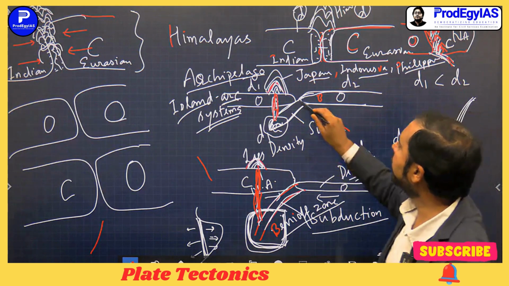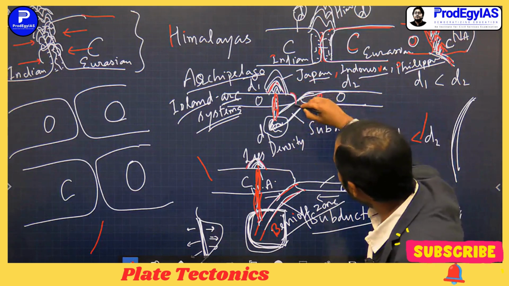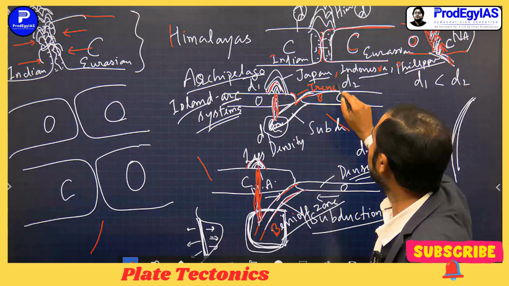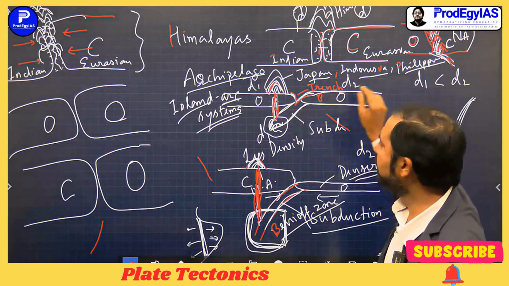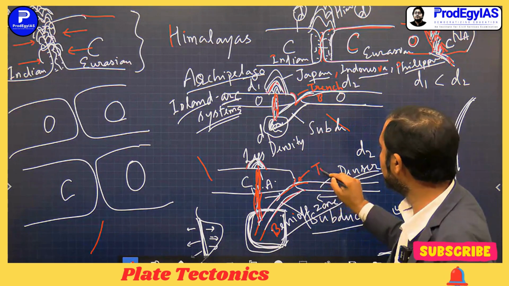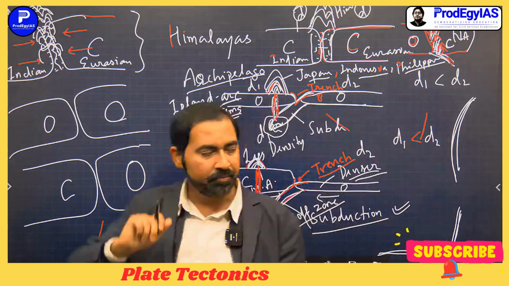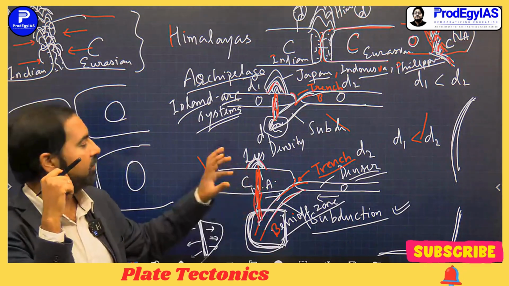One more structure here is found. This trench, such type of trenches. So only in such type of subduction conditions, trenches are made. Here also, trenches. Okay. So these are the landforms associated with this type of collision.